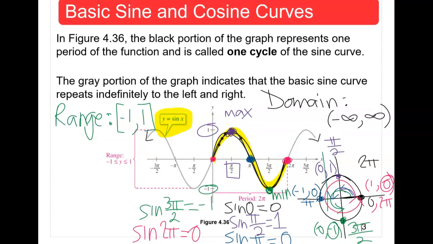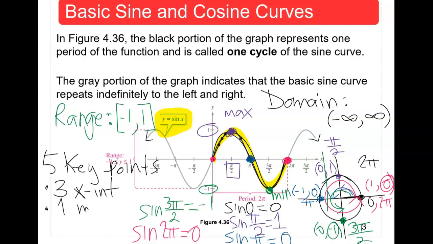The 5 key points, I'm going to list them here. We're going to have, for the sine function, 3 X-intercepts. And then we're going to have 1 maximum, which is here. And we're going to have 1 minimum.